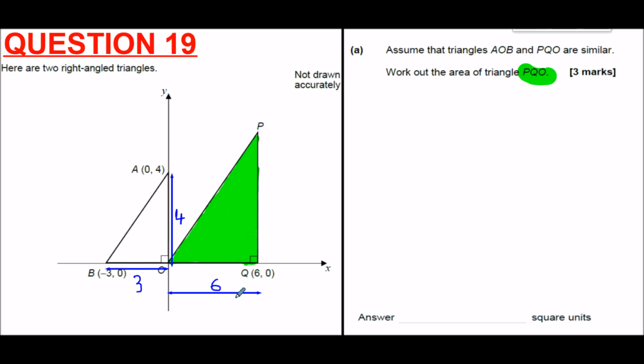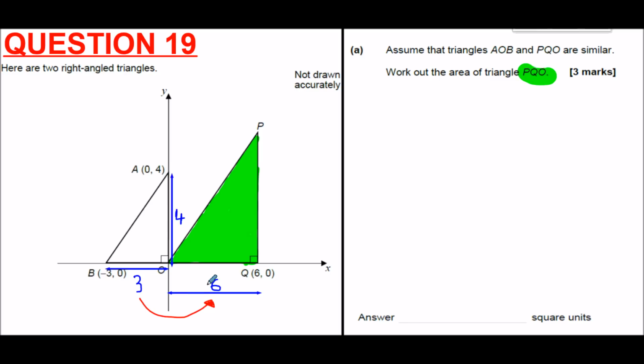So compare these two bases. From 3 to 6, how many times bigger is this green triangle than ABO? Well, to go from 3 to 6, you can work out the scale factor of enlargement by doing the big side divided by the corresponding smaller side of the smaller shape.